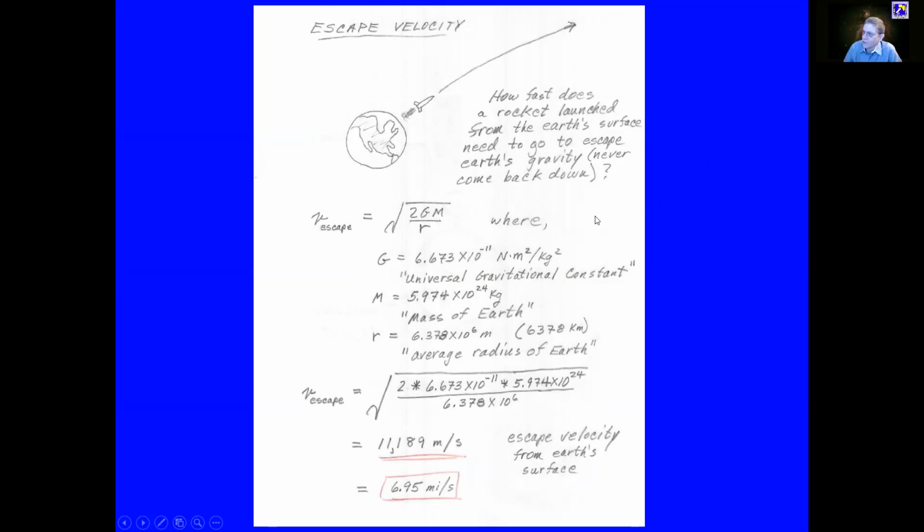So how fast does a rocket need to be launched from the Earth's surface in order to escape Earth's gravity? Here's the equation. If you're familiar with algebraic equations, it's a fairly simple one. The velocity required to launch off of the surface of the Earth and not return is equal to the square root of the quantity 2 times G times M divided by R. Now, in this case, G is 6.673 times 10 to the minus 11th newton meters squared per kilogram squared.